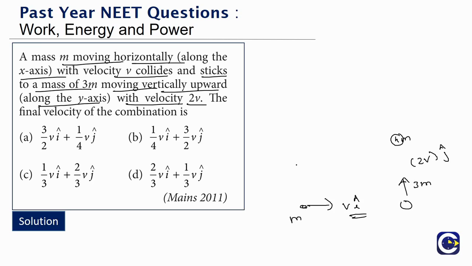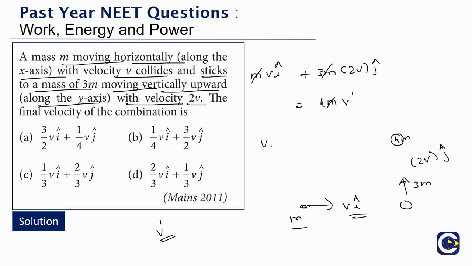conserved, because collision is an internal phenomenon, which means look at what is the initial momentum. The momentum of this mass m will be m into v i cap. And what about the momentum of the 3m? 3m into 2v j cap. Now the final velocity of the combination, let us say it is some v dash. So the final momentum will be 4m, the mass now because it's moving together, 4m into v dash. So we can see on both sides m will get cancelled.